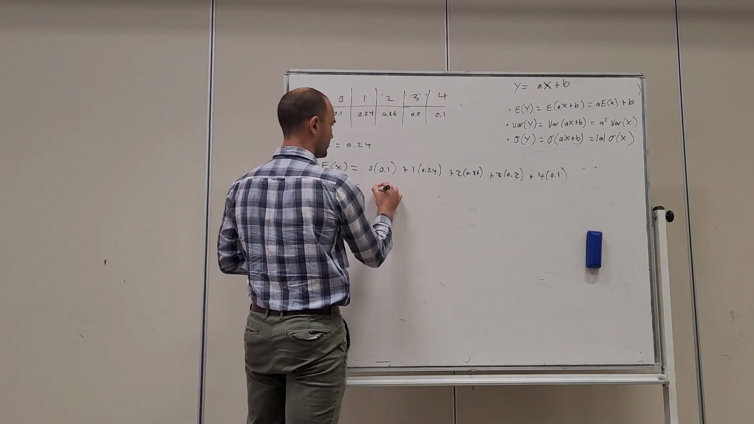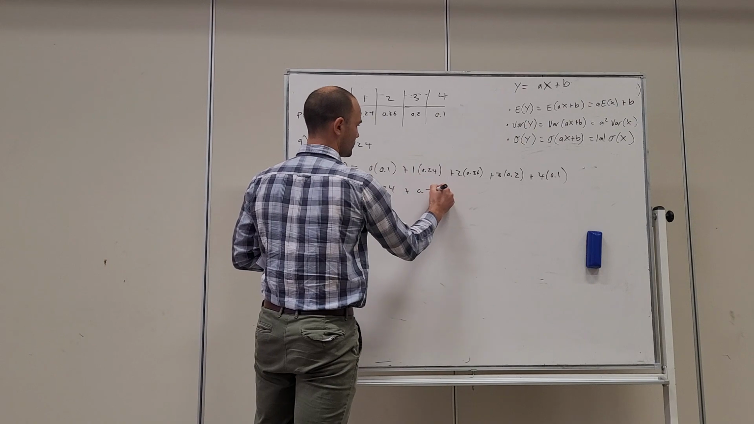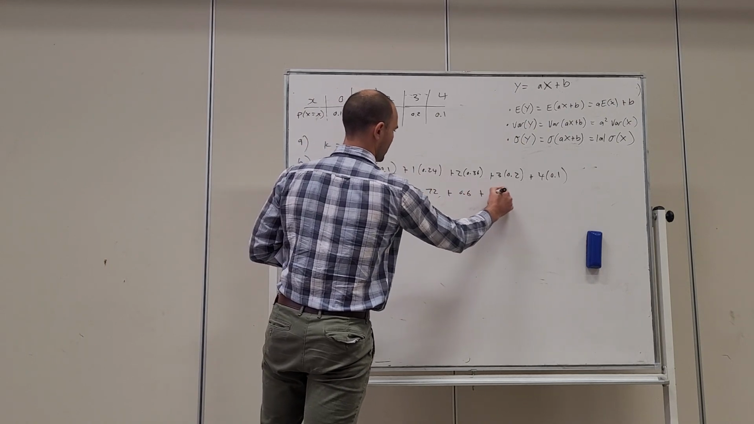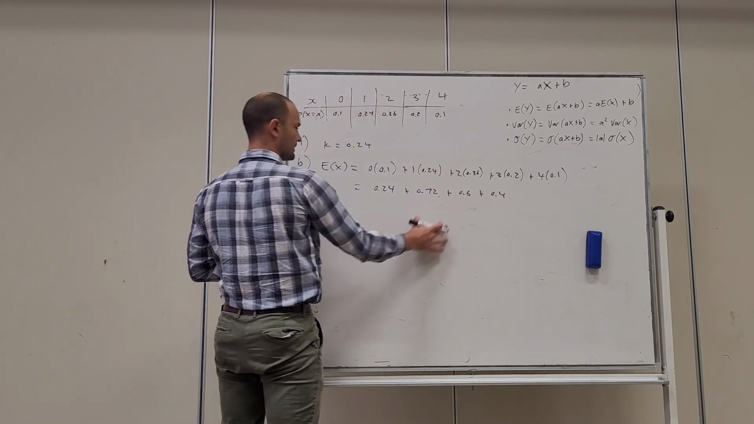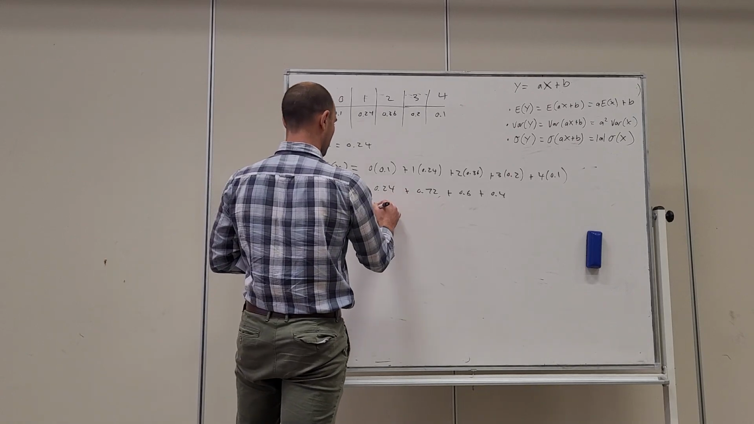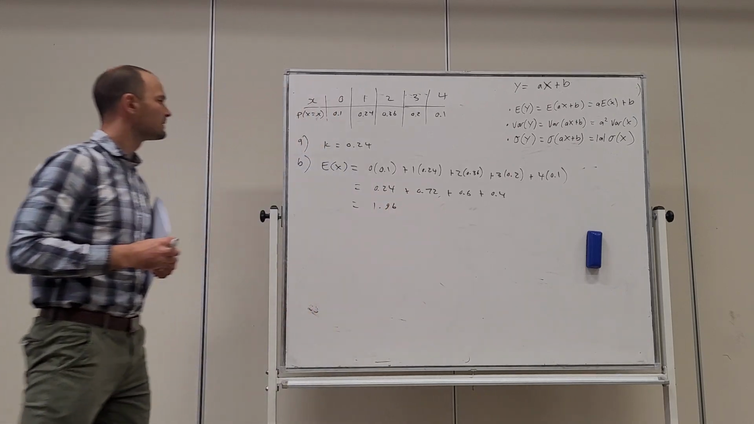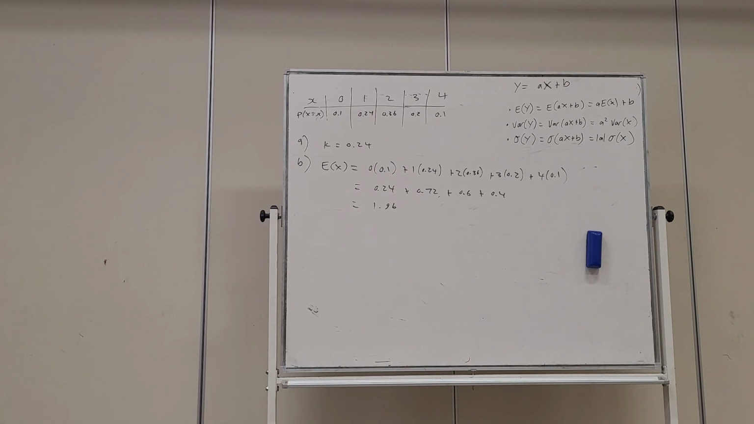That will have here 0.24, it's 0.72, what's 0.6, what's 0.4. That's 1, 1.72, 1.96. All right, so that's E of X.